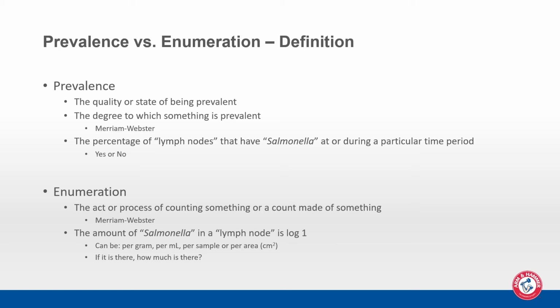If you look up enumeration in the Merriam-Webster dictionary, the definition is the act or process of counting something, or a count made of something. What does that really mean? Well, I'd say the amount of Salmonella in a lymph node is 1 log. This could be on a per gram basis, per mil basis, per sample, or even per area, depending on if you're swabbing a carcass or swabbing an area, maybe a belt or some type of environmental sample. If it's there, how much is there? So what is the load? When we refer to load, it's enumeration; percentages will be prevalence.